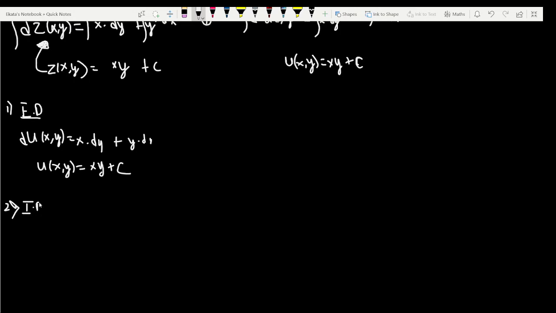Inexact differential, I have written ID or IED, inexact differential. So what is the meaning of the inexact differential? This means that you may define another differential d of s(x,y).